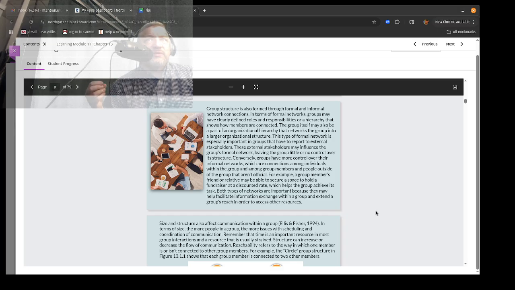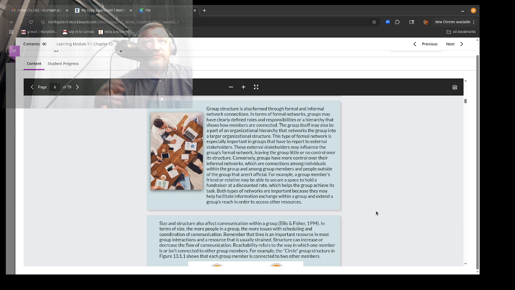External stakeholders may influence the group's formal network, leaving the group little or no control over its own structure, meaning you're just assigned roles and then you have to work together. I've had that happen in advertising. It also happens in education.